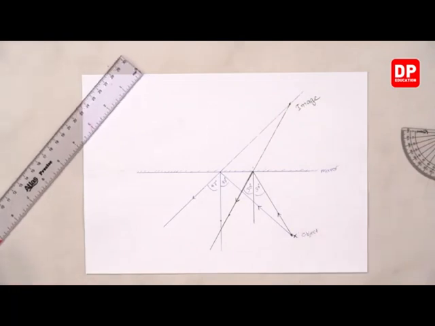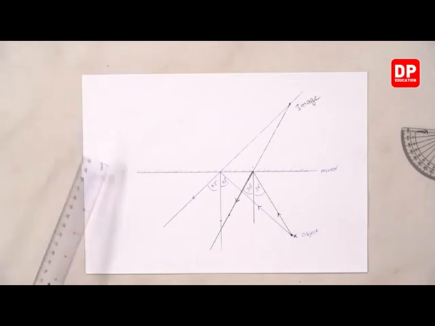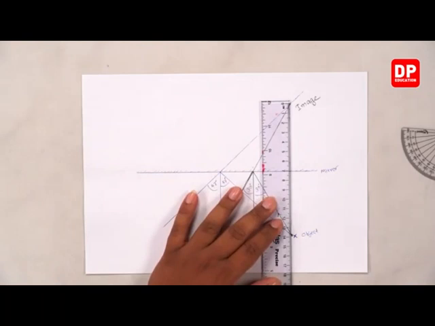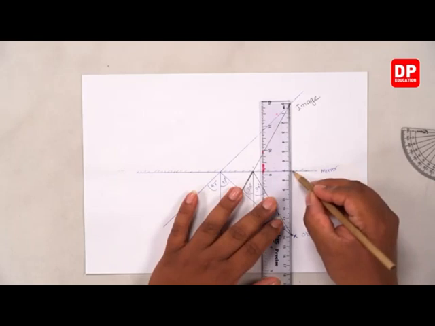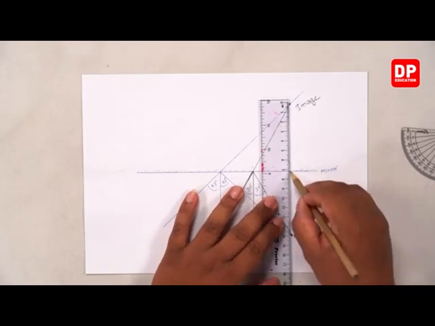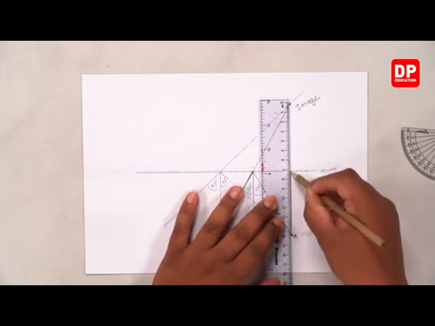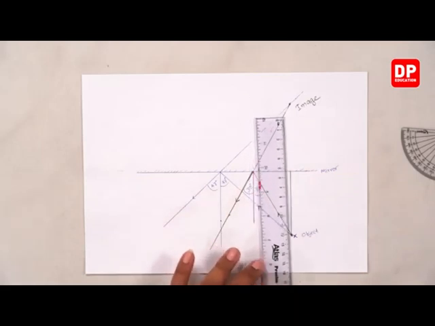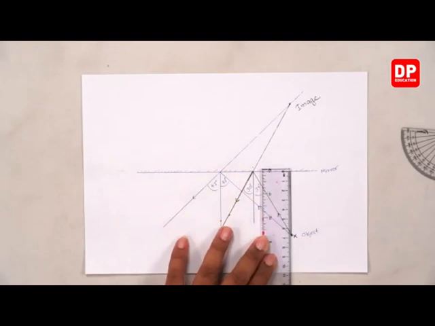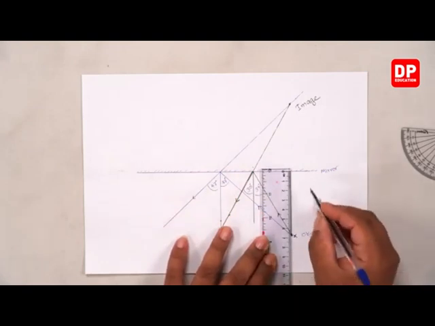So now what I'm going to do is check how much the distance is between the object and the mirror. So I'll use a straight line and I'll check how much the distance is. So let's measure. As you can see here, it's around 6.7.